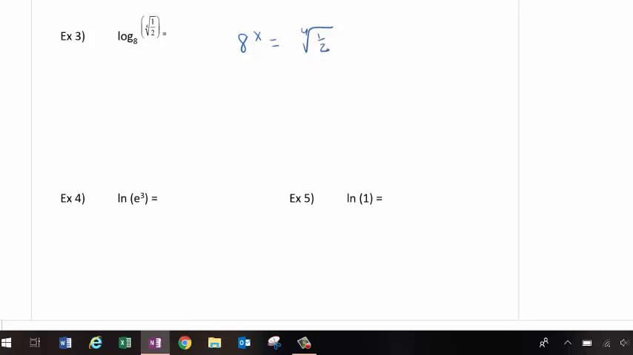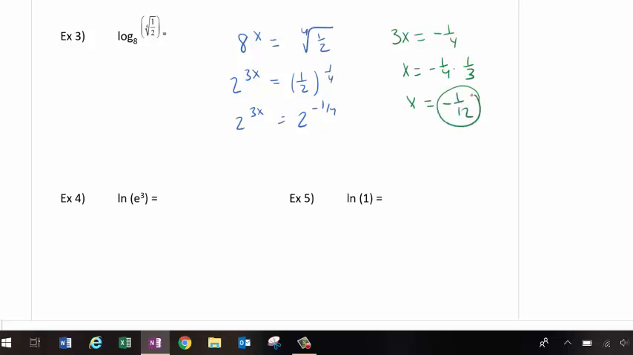So I need to get both with the same base. So this would be 1/2 to the 4th. I can then make that a negative exponent to make the same base. So I'm now going to drop the base of 2 to solve my resulting piece. Multiply by the reciprocal of 3, which is 1/3, gives me x equals a negative 1/12 as my answer.